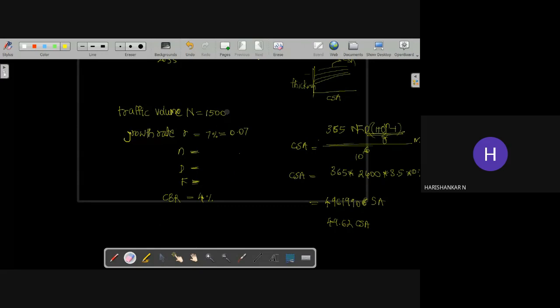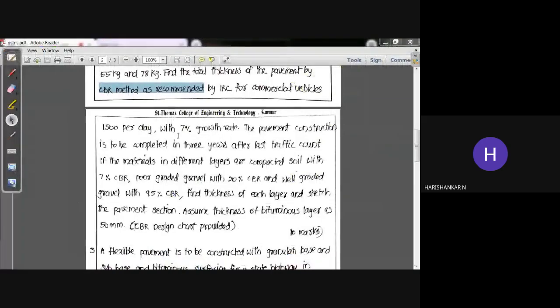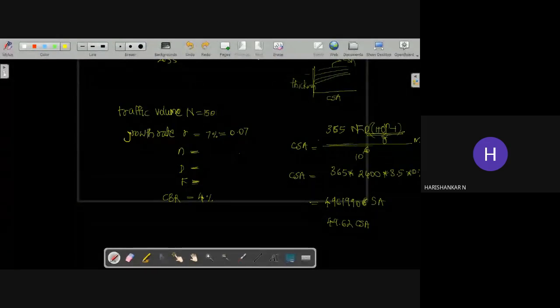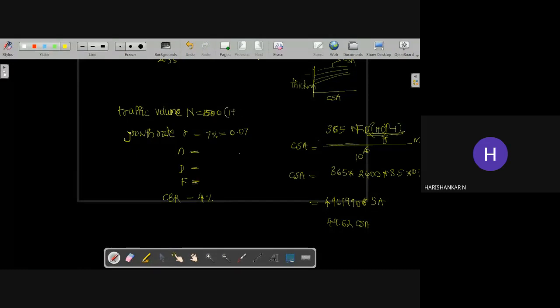So here what you should do, here you should have this much value. 1,500 is given. So 1,500 into 1 plus 0.07, the whole raised to 3. Okay, I hope you got this step.